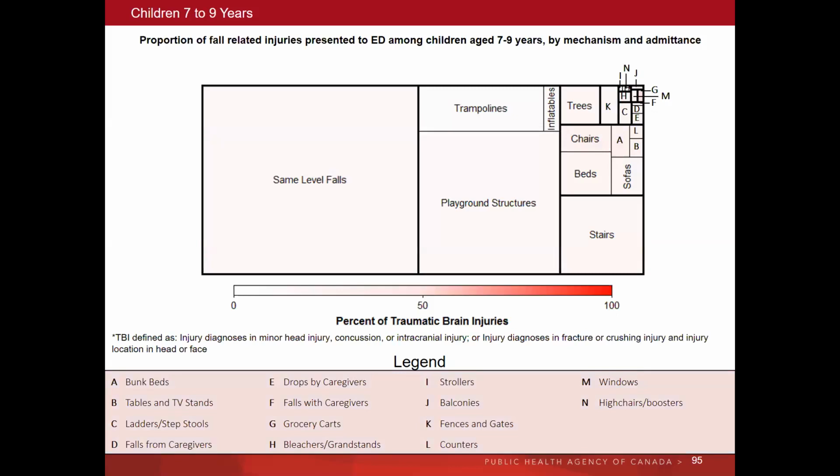However, because injuries more often affect the upper extremities, the percent of traumatic brain injuries is relatively lower. Among 7 to 9 years of age, falls from baby seats are associated with the highest percentage of traumatic brain injuries. But in the next couple of slides, I do want to focus on playground equipment, since it's such a significant topic when it comes to childhood falls.